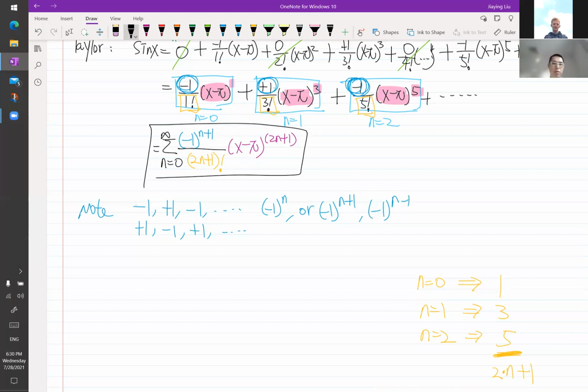On writing the sigma notation representation for the Taylor series. So this is the expanded form.